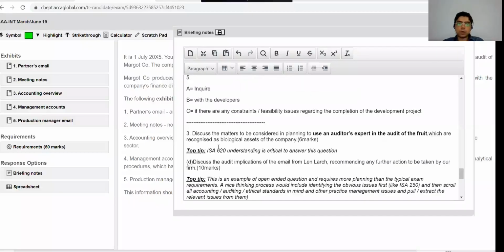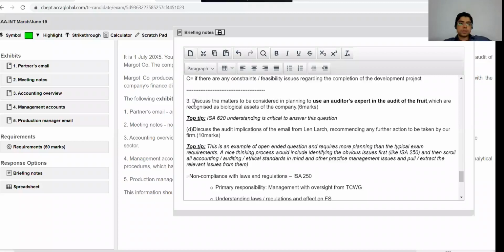Okay, now let's look at the other requirements. I copy pasted the requirements from the partner's email into my answer space. So discuss the matters to be considered in planning to use an auditor's expert in the audit of the fruit, which are recognized as biological assets of the company.